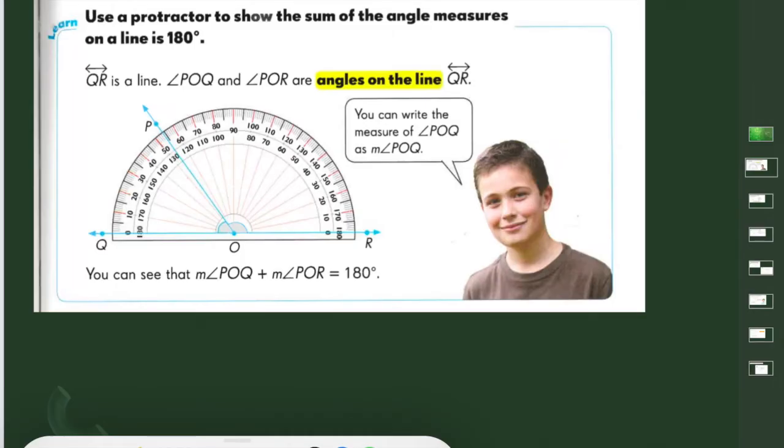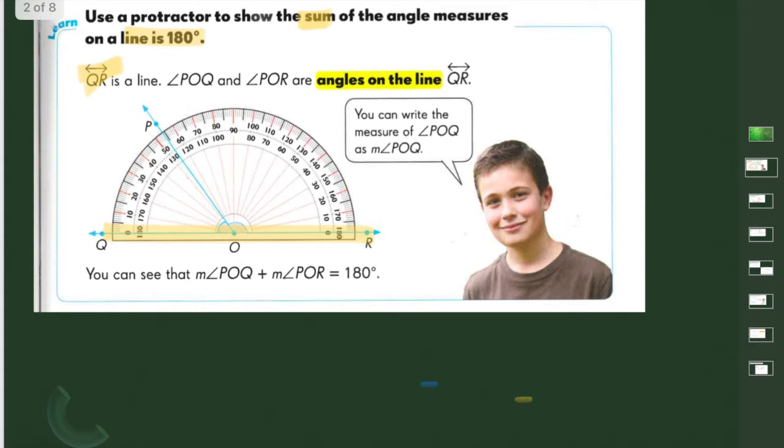So we're going to apply that now to a couple of different learning points in this lesson. So the first is that we can use a protractor to show the sum of the angle measures on a line is 180 degrees. So first it starts off by telling us that QR is a line. So here's QR, it's a line. Notice that it has arrows on either end. That tells us that it goes on and on in both directions.